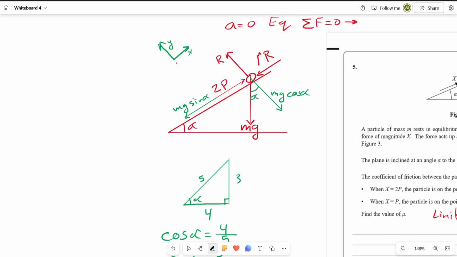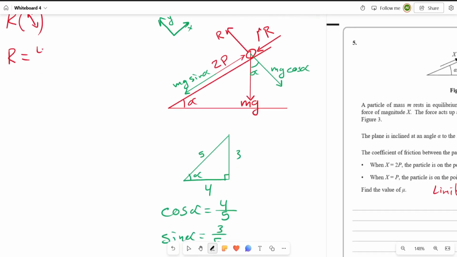So when I'm resolving, let's first start to resolve in this y direction. So in the y direction, I know from this that sigma f equals 0. I know that the opposite forces are equal. So the forces pointing in the positive y direction, like R, are going to equal the forces pointing in the opposite direction, which is mg cosine theta. So here I'm just going to have R equals mg cosine theta. What is cosine theta? It's 4/5, so it's going to be 4/5 mg. This is my first equation.